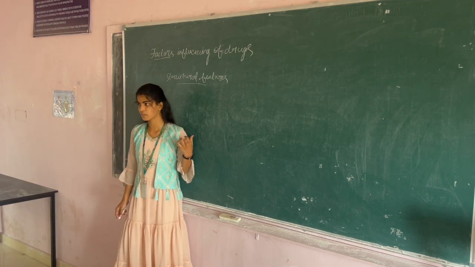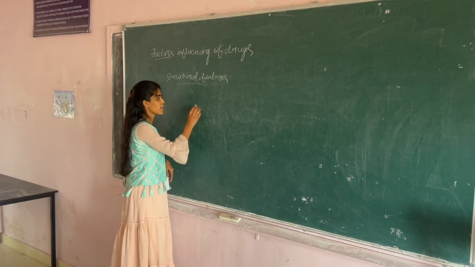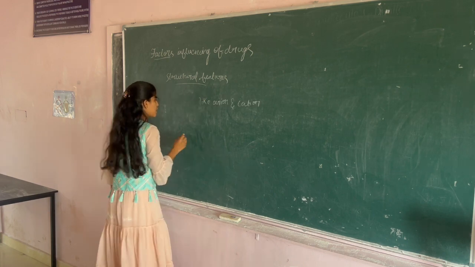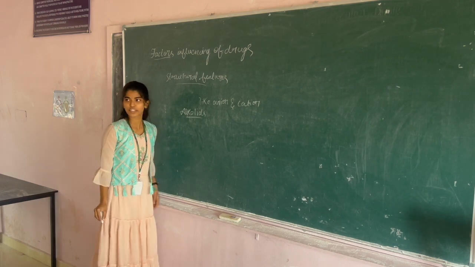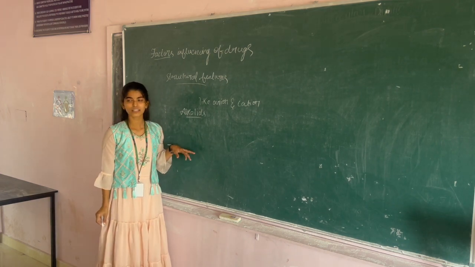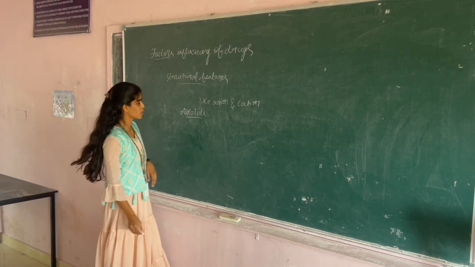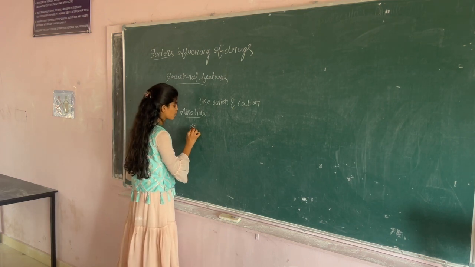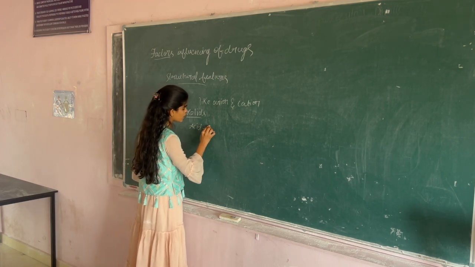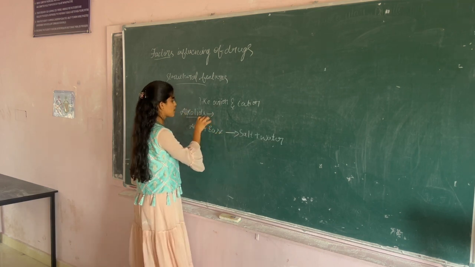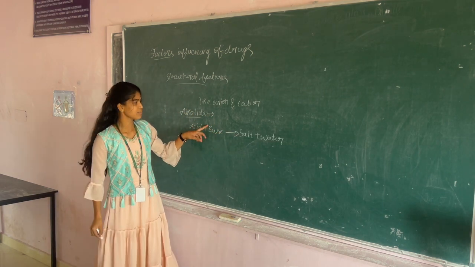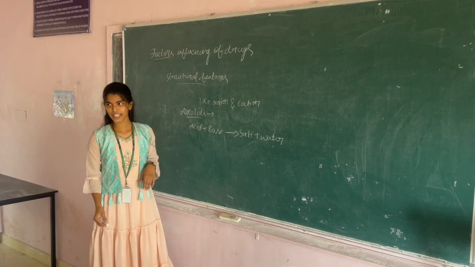The formation of ions like anion and cation. And next, the alkaloids. Alkaloids react with acid plus base, forming salt plus water. This salt is more soluble. Alkaloids are basic in nature and are based on a nitrogen group.